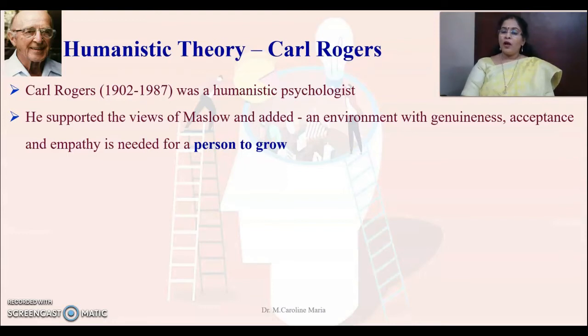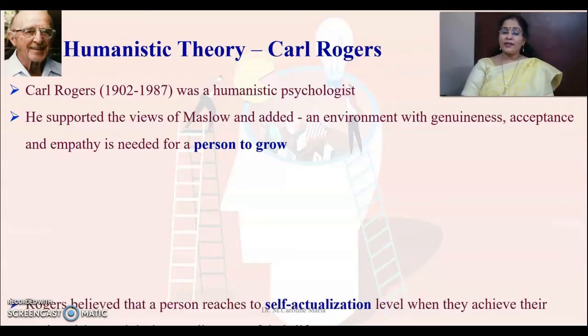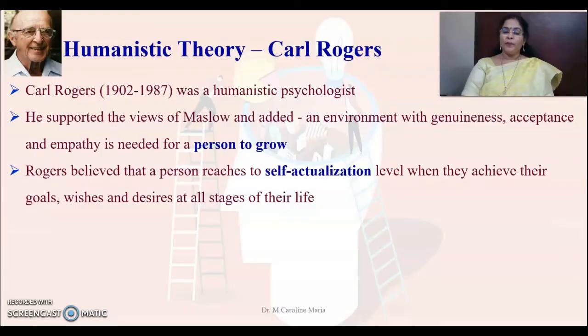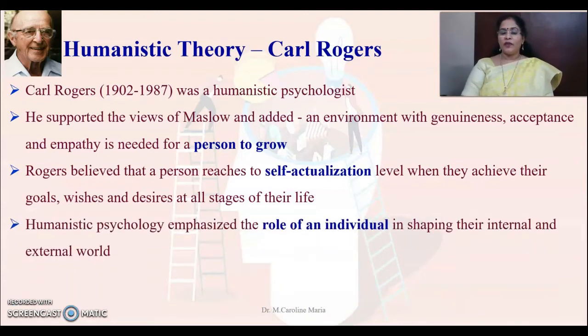Like Abraham Maslow said, physiological need, psychological need, love and belonging need, self-esteem need. In order to satisfy each need, every person should strive. And after the accomplishment of each need, it itself will motivate the person to go further. But here Carl Rogers is saying that we need to provide a proper environment and acceptance and empathy for a person to grow. So Rogers believed that a person reaches the self-actualization level when they achieve their goals, wishes, desires at all stages of their life.